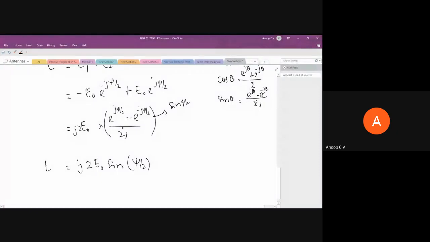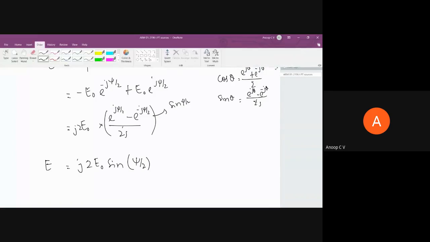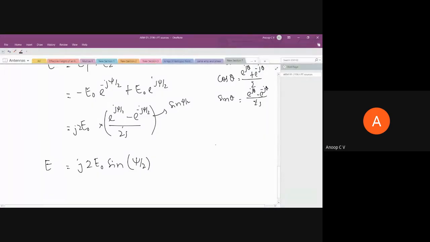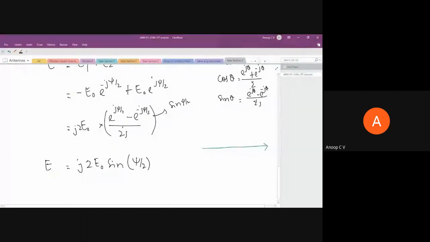This is E. In other words, if I draw the phasor, you will be able to appreciate it in a better way. I'll draw the phasor now. This is my phase reference, and E2 is as usual.